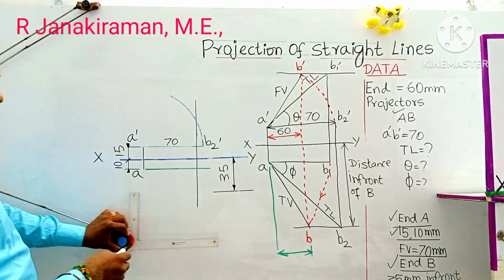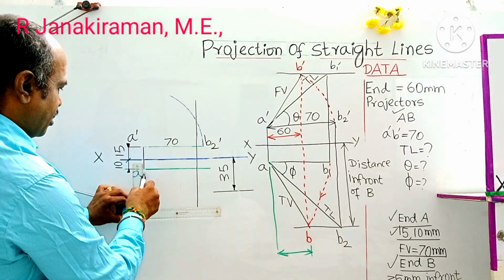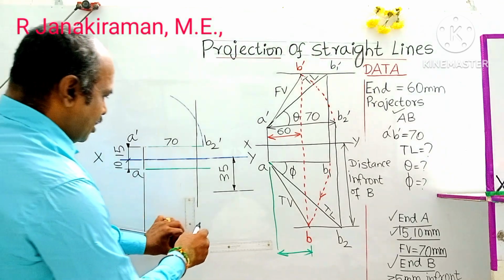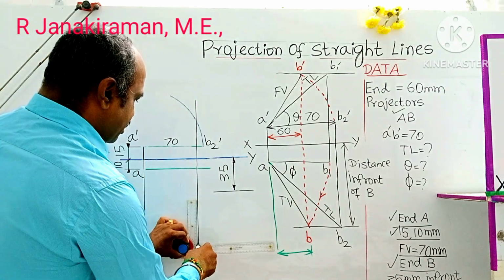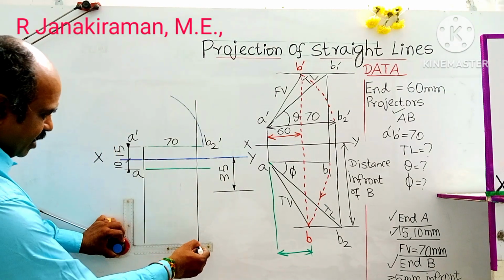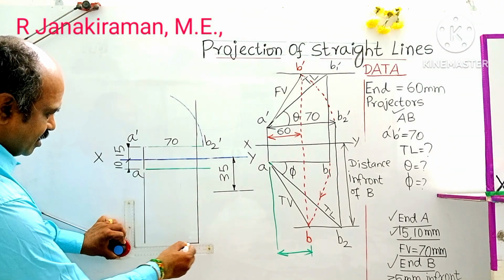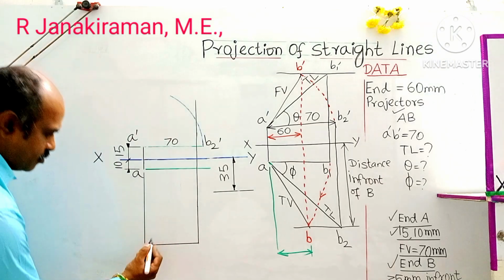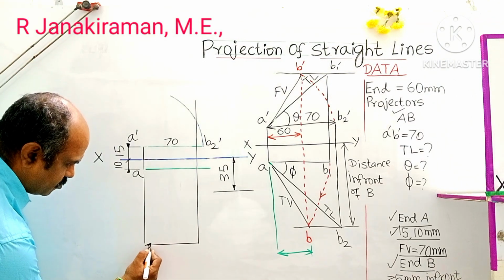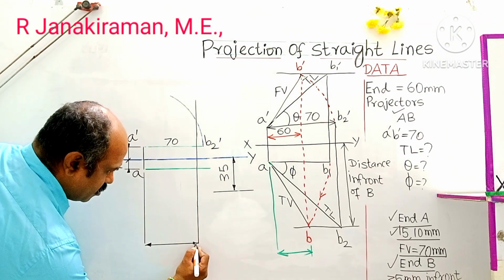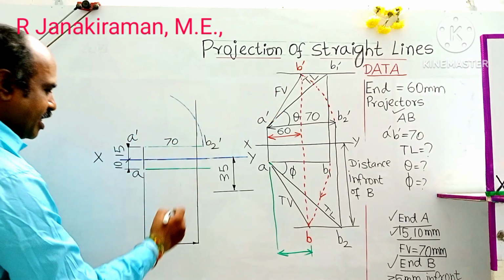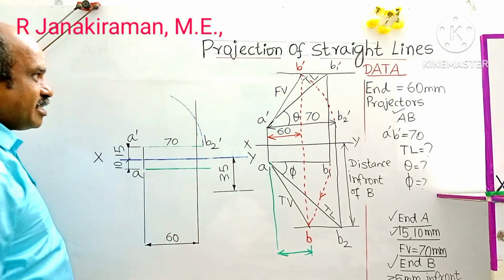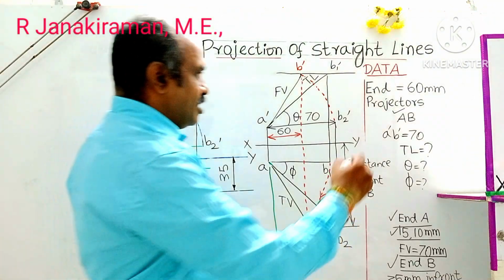Okay, so let us dimension this. Draw an extension line from point A. Similarly, another extension of the end projector distance. This gap is measured and given as the distance between the end projectors, 60 mm. It shall be written at the center of the line, above the line. Okay, these are the data copied from the question.